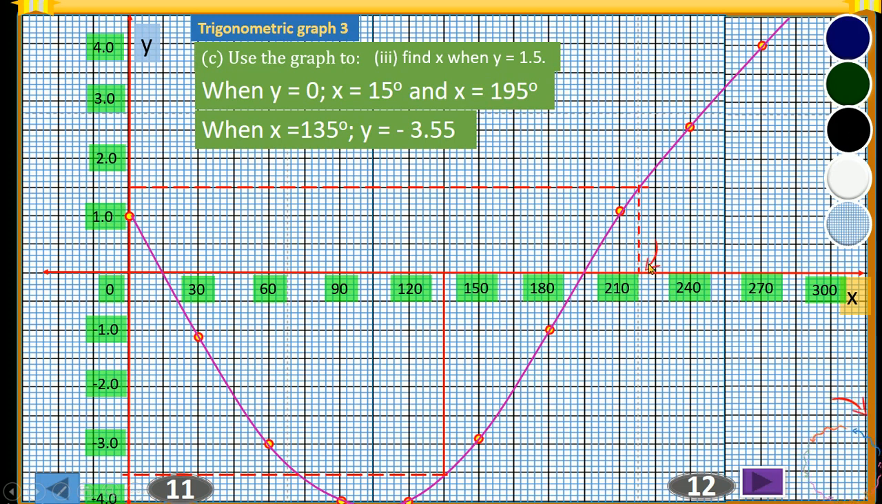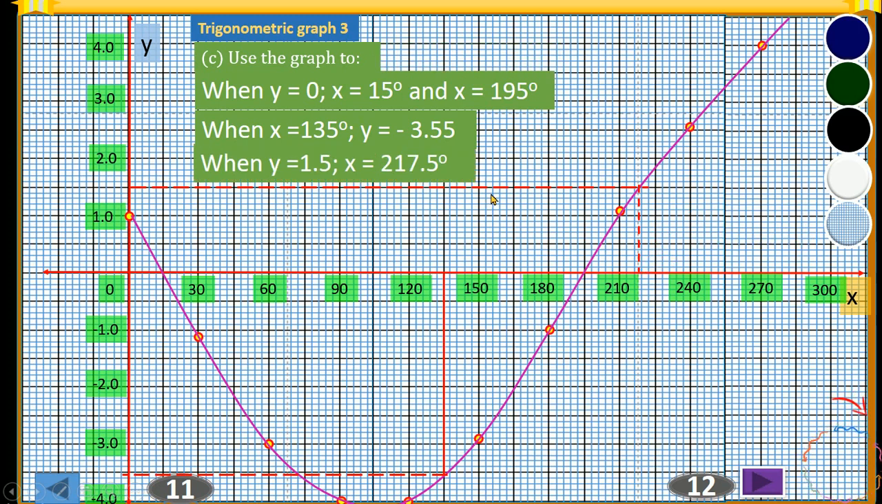So now we're going to take the value of x at this point. Then you can see that x is equal to 217.5 degrees. This is 210, this is 213, this is 216, and then the other one, 3 divided by 2, 1.5, added to 216, 217.5 degrees. That means when y is equal to 1.5, x is equal to 217.5 degrees.